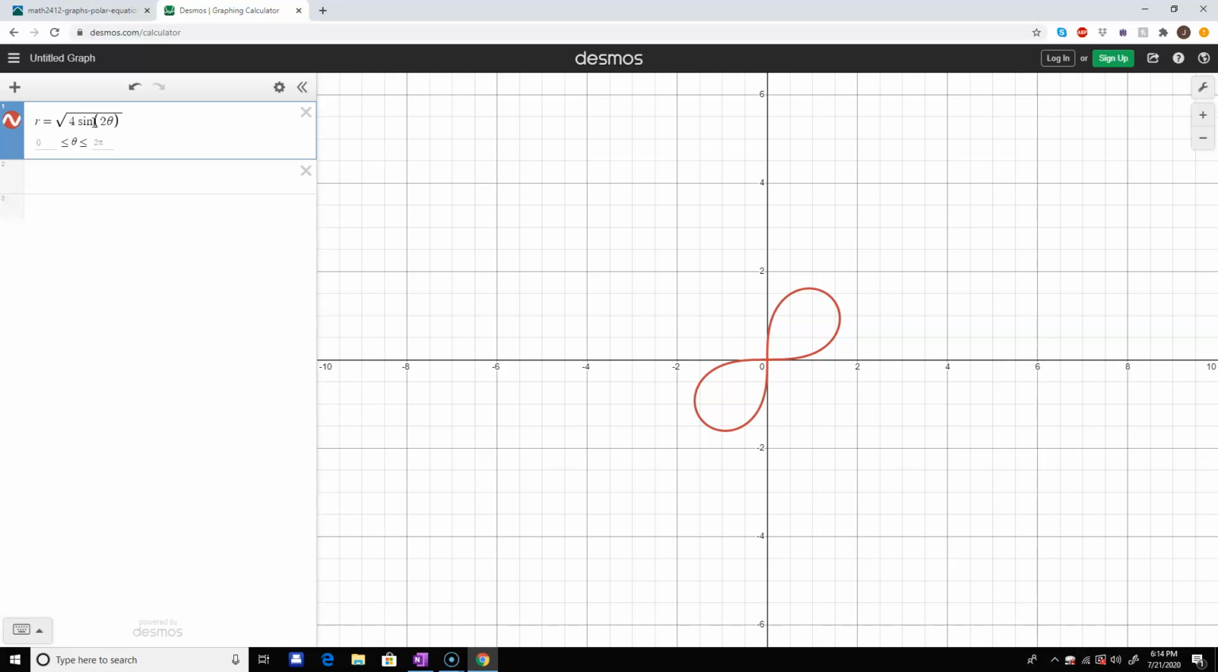And again, this is just a refresher if you hadn't had any polar coordinates in pre-calculus. So that's it for this section.